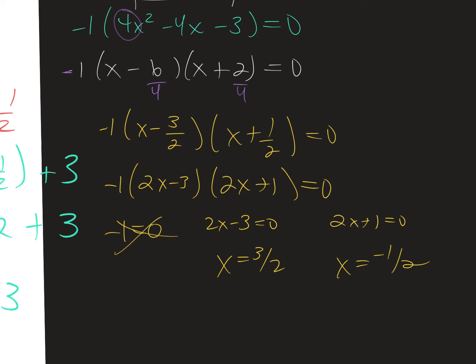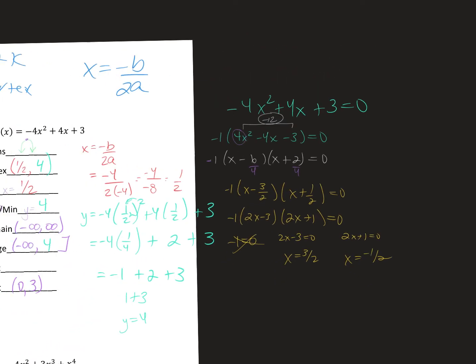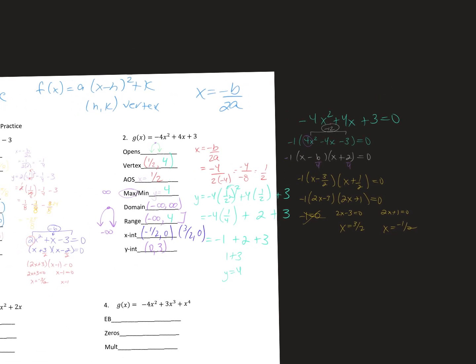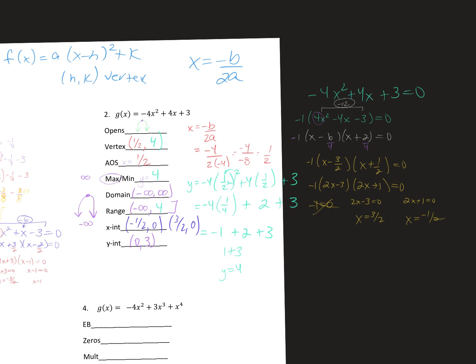So how do I write those two as ordered pairs? Negative 1/2, comma 0, and 3 over 2, comma 0. Good. It's a lot of work for one problem. I understand that. But you guys know how to do all of this. We've done it a jillion times.